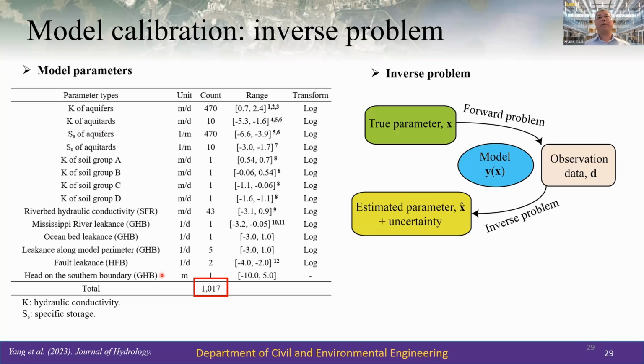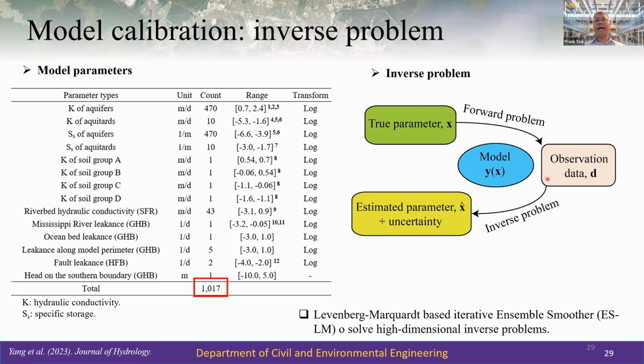For this inverse problem, we have observation groundwater data, and we apply an optimization method called the Levenberg-Marquardt-based iterative ensemble smoother. To solve the high-dimensional inverse problem, we apply this ensemble smoother in parallel computing, where we can run 300 realizations at the same time to calibrate the groundwater model. Although I did not show it here, we spend millions of computation hours on a supercomputer for model calibration.